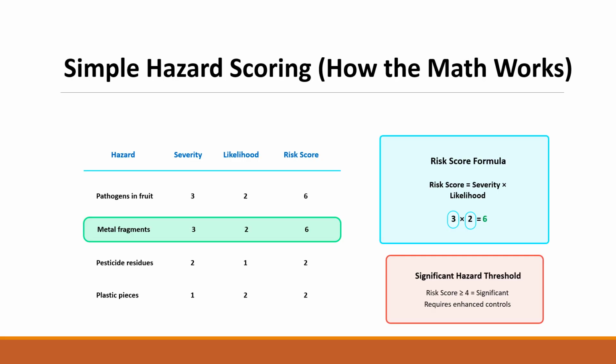The risk score is calculated by multiplying severity by likelihood. For example, a hazard with a severity score of 3 and a likelihood score of 2 results in a risk score of 6. In this example, hazards such as pathogens in fruit and metal fragments score higher and may be considered significant, while hazards with lower scores may not require the same level of control. The key point is not the exact numbers, but the logic. This type of scoring helps prioritize hazards and supports consistent, documented decision-making during hazard analysis.